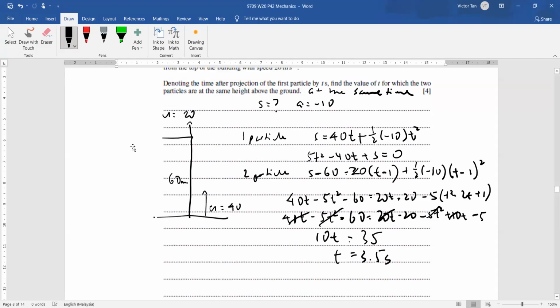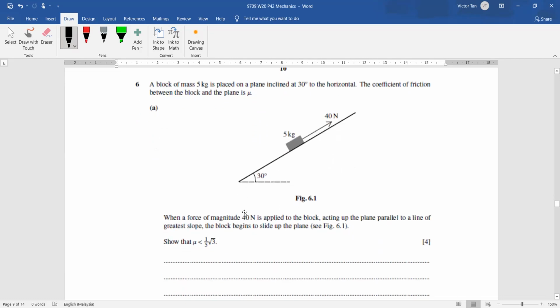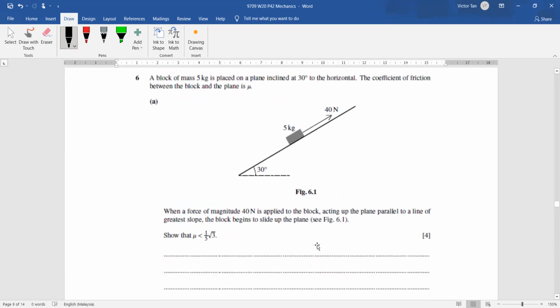Okay. A block of mass 5 kilograms is placed on a plane inclined at 30 degrees to the horizontal. The coefficient of friction between the block and the plane is mu. A force of magnitude 40 Newton is applied to the block acting up the plane, parallel to a line of greatest slope. The block begins to slide up the plane. So it's the position of limiting friction.